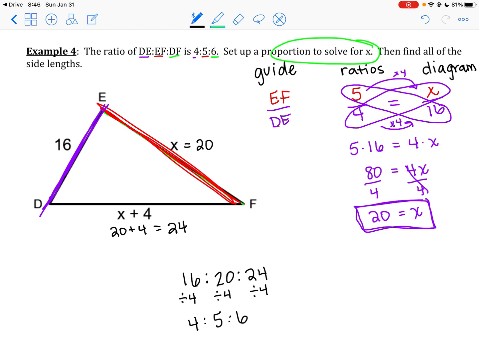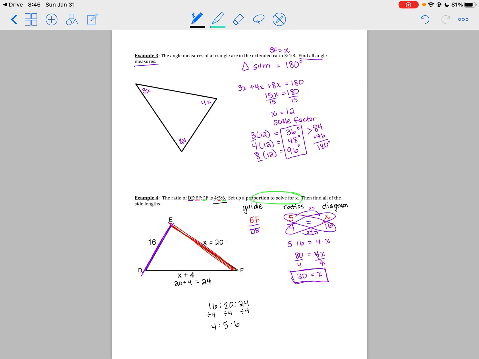So my side lengths are 16, 20, and 24. The extended ratio is 4 to 5 to 6. And they have that common scale factor of 4. All right, so that's how we're going to be using ratios, and just kind of our introduction to ratios and proportions.